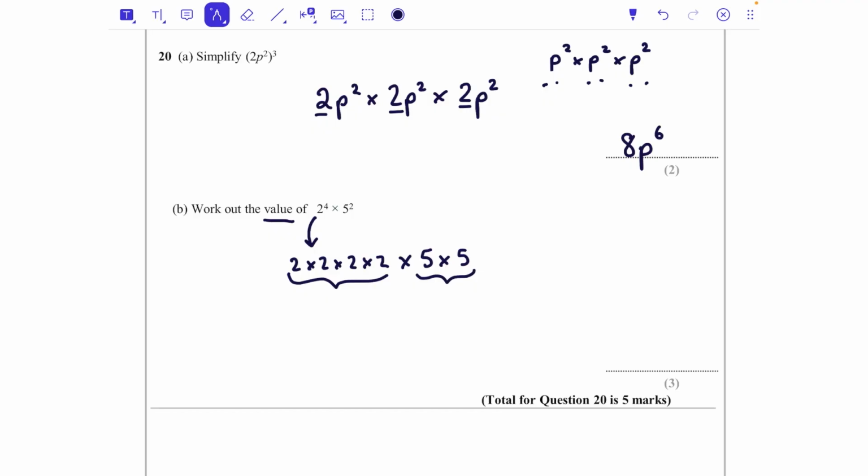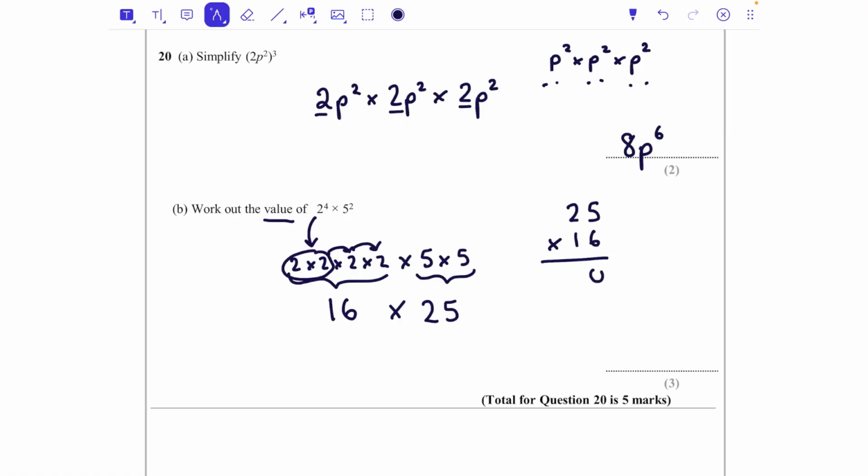So I'm going to do 2 times 2 times 2 times 2. 2 times 2 is 4. Times that by 2 we get 8. Times that by 2 we get 16. And we're timesing that by 5 times 5, which is 25. So 25 times by 16.